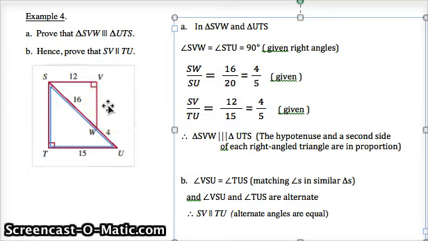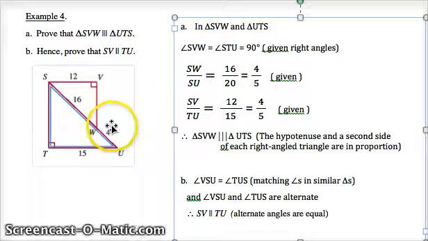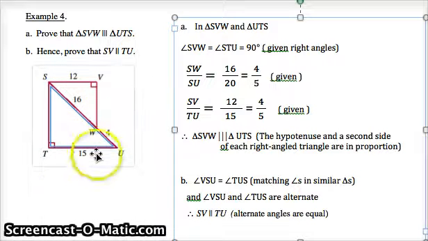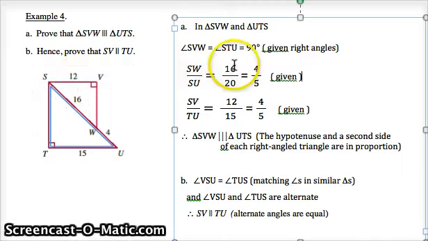Now we need to look for another matching pair of sides in these two triangles. And we do have the side lengths 12 and 15. So we'll go with those two sides. So remember, we're going from the smaller triangle to the bigger one because we've got the smaller number here. SW here was smaller and SU was the longer length. So we can use these sides SV and TU to do our second ratio. So we can say SV in the small triangle over TU in the larger triangle equals 12 over 15. You can divide those both by 3 to get 4 over 5.